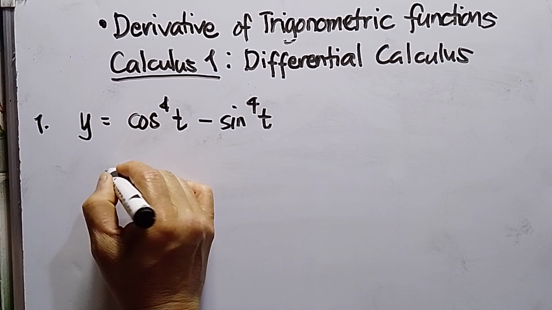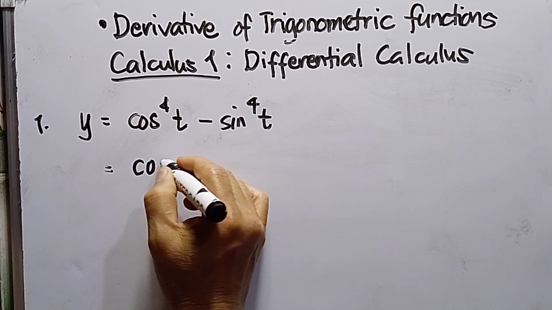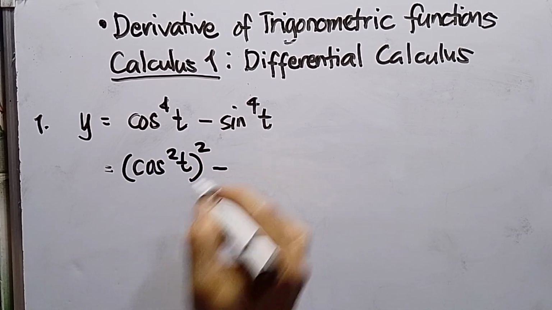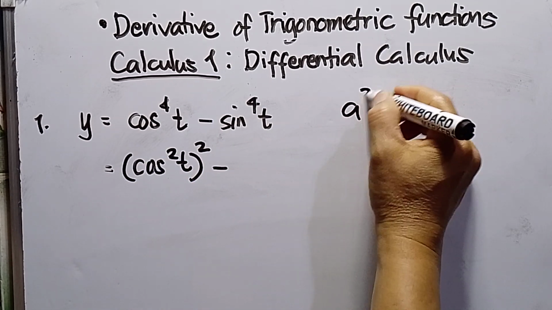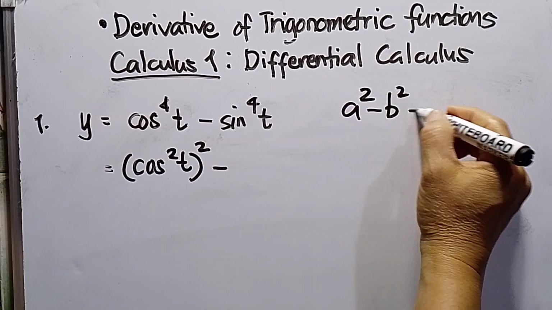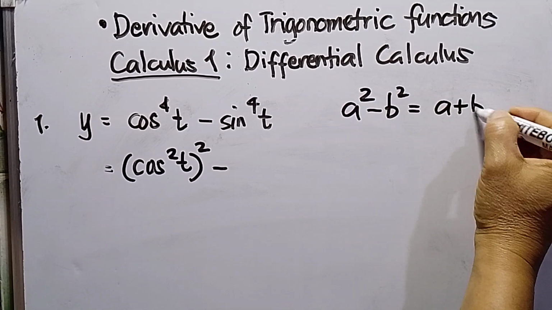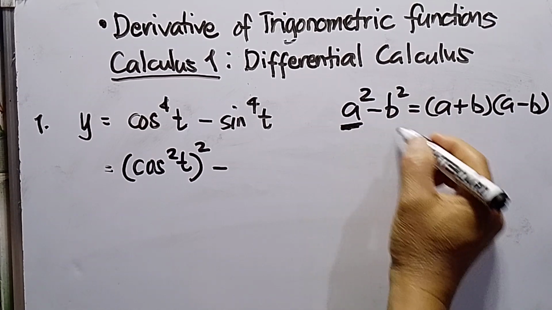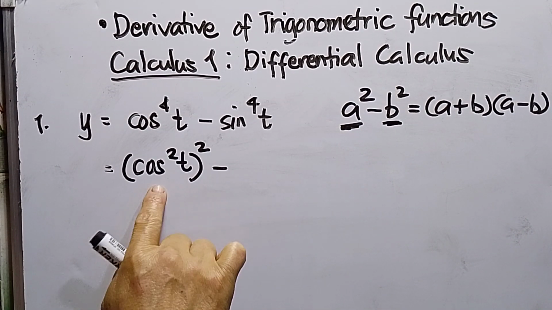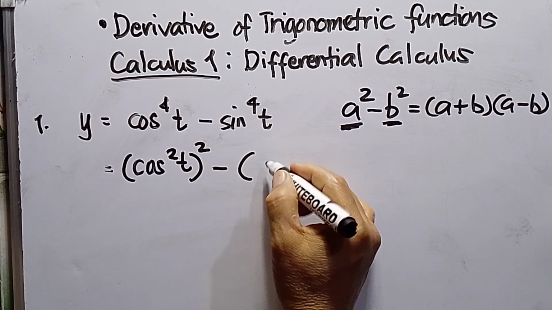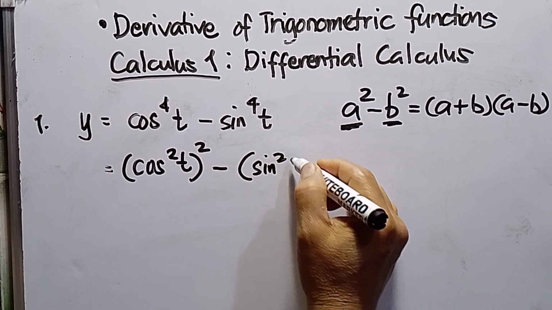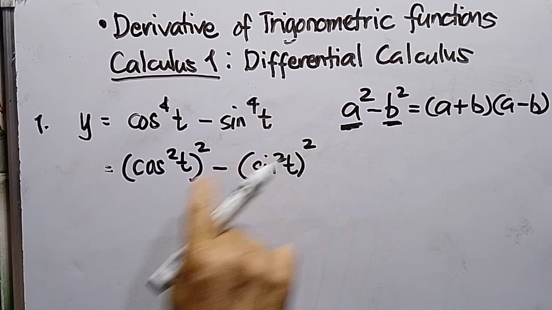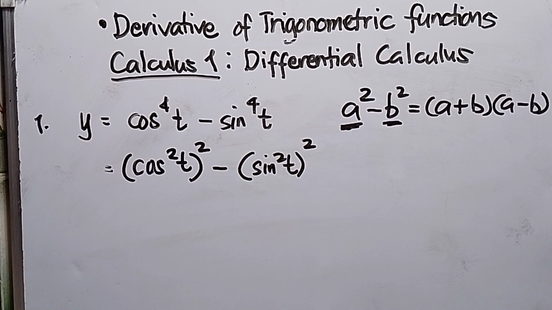So I can make this one cosine squared t raised to the second power. By the way, we will recall our difference of two squares. This will be a plus b and then a minus b. Note that this is a and this is b. So this will be my a. Then next will be sine squared t raised to the second power. So this is now the standard form of difference of two squares.